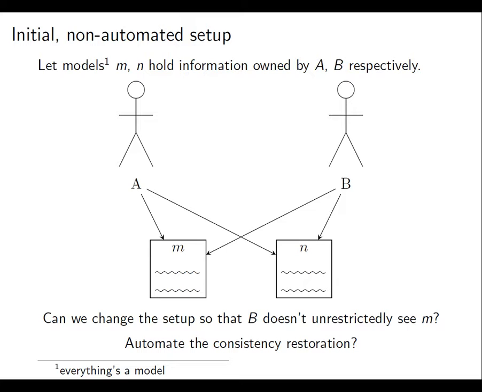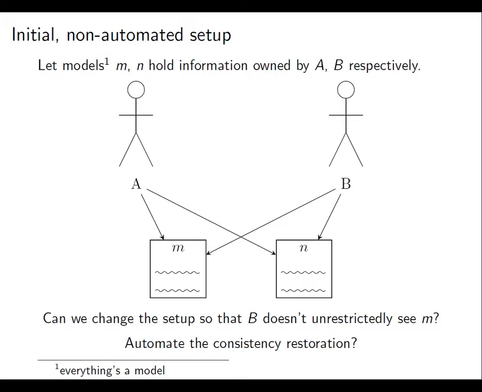So we've got organisation A, and organisation A's information is modelled in model M, and organisation B, whose information is modelled in model N. And we are going to model the cooperation between the organisations by saying that they have to bring models M and N into consistency from time to time. It might be because M incorporates an API and N has to use that API, for example.